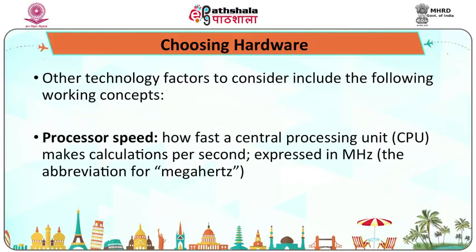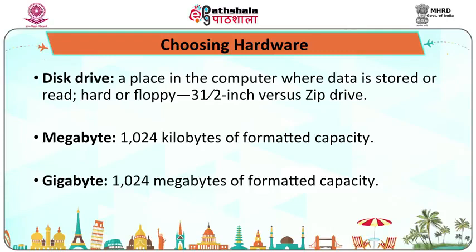Other technology factors to consider include the following working concepts. Processor speed: how fast a central processing unit, CPU, makes calculations per second, expressed in megahertz, the abbreviation MHz. Disk device: a place in the computer where data is stored or read, hard or floppy. Megabyte, kilobyte of formatted capacity, gigabyte, 1024 megabytes of formatted capacity.